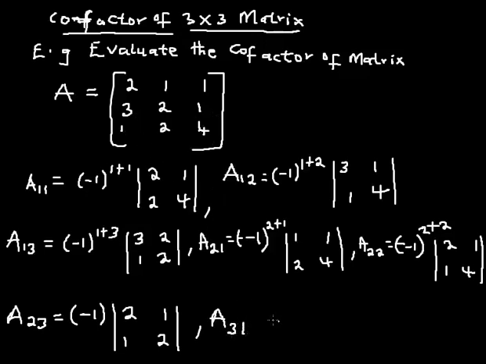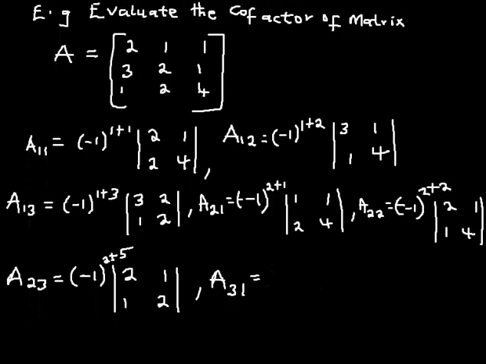Now I am at a31. Of course this is 2, 3, this is 2 plus 3. Let's do that. Of course this is going to be minus 1 raised to the power of 3 plus 1, multiplied by, cross this, have 1, 1, 2, 1.